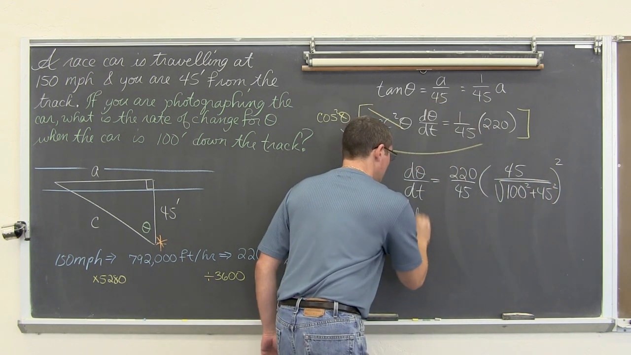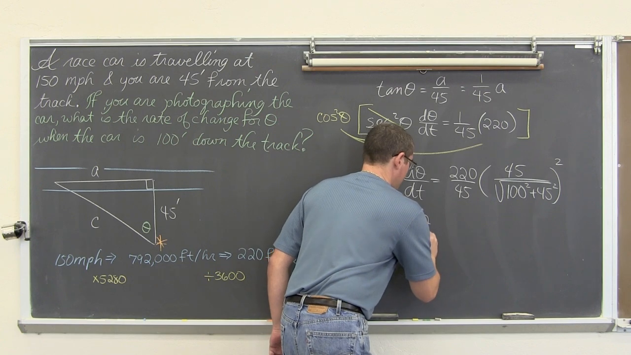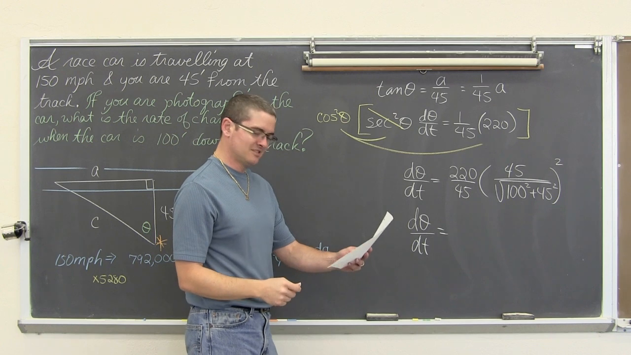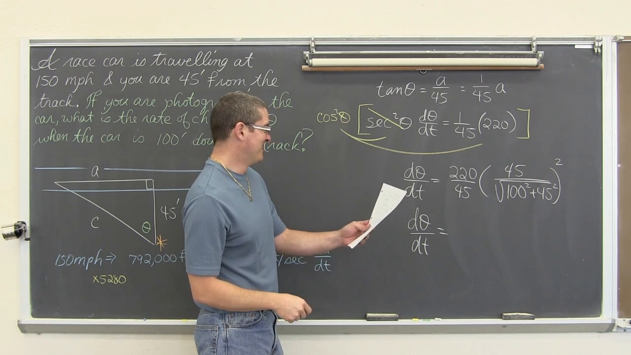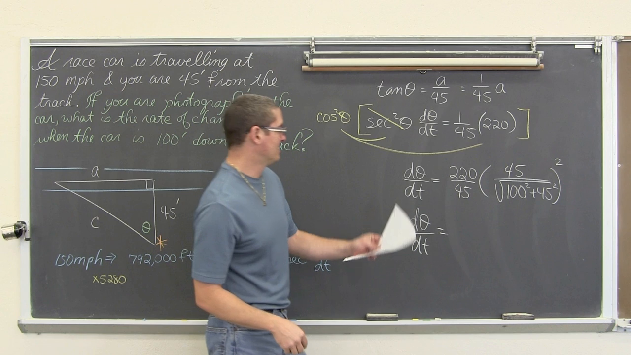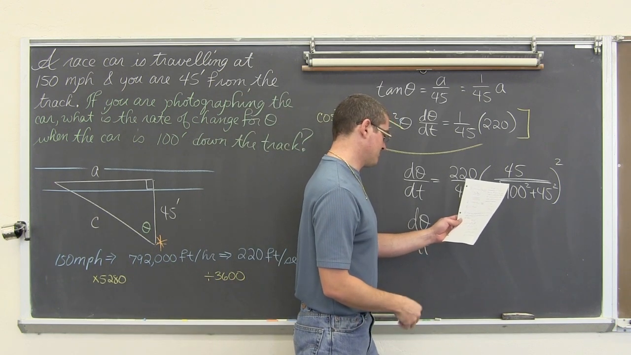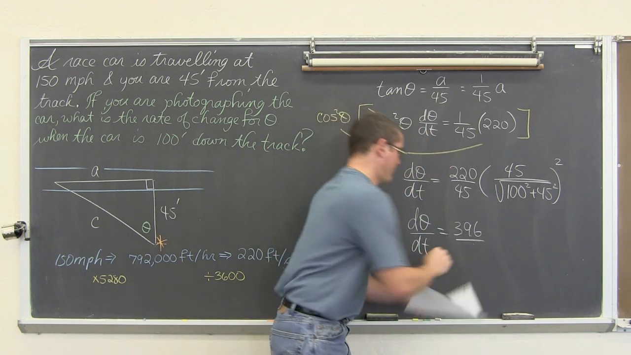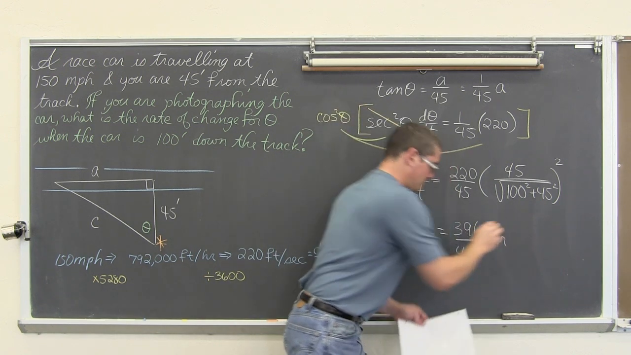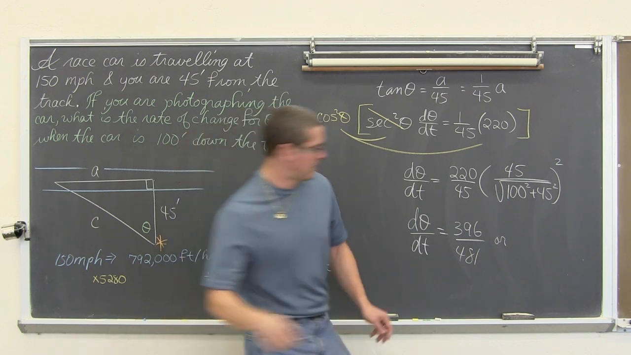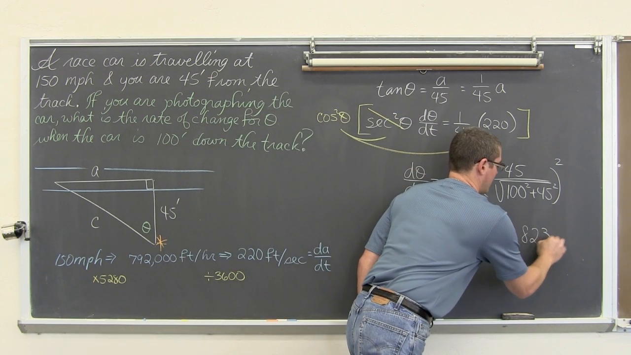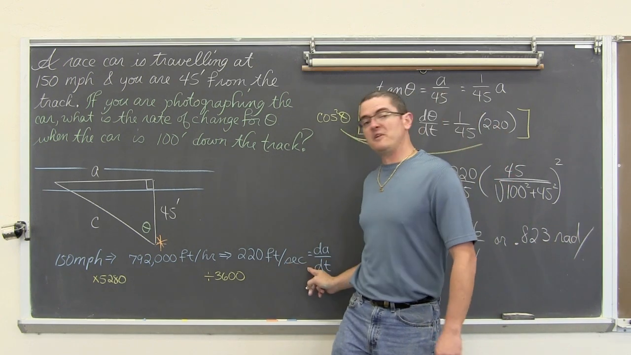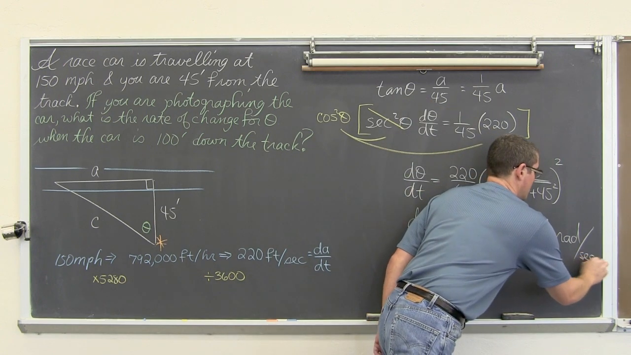And this comes out to be dθ/dt, off the top of my head, oh, let's see here, 0.8, well, it's going to be 396. I got an exact form: 396 over 481, or it's going to be 0.823 radians. Now, I put that into feet per second, so it's going to be radians per second.